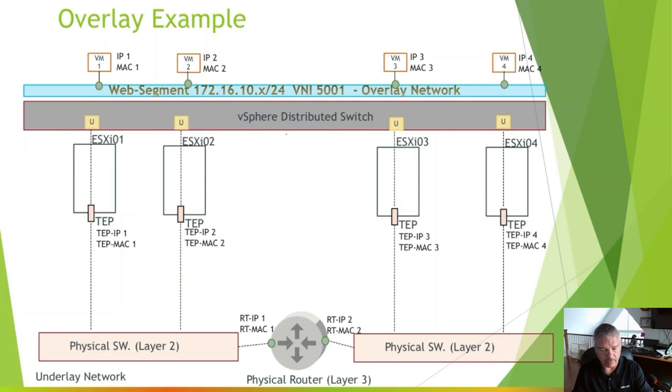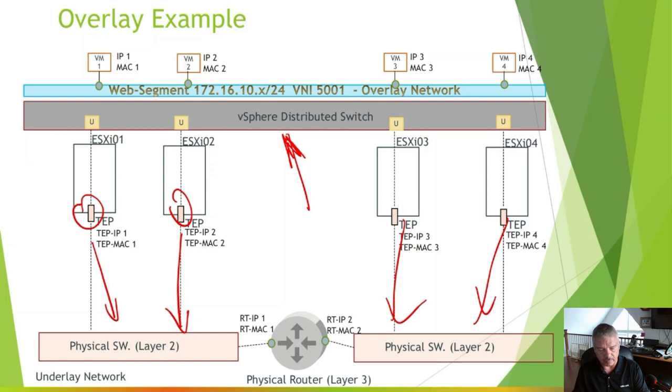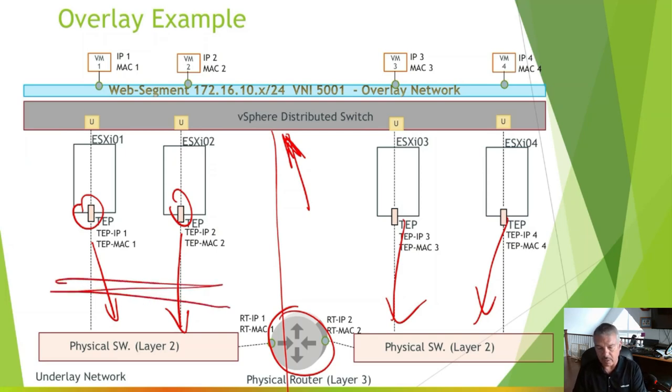You'll see I have a distributed switch here. And, oh yeah, by the way, these physical cards are plugged into physical switches. These are just layer two devices. Notice I've got a router separating the hosts on the left and the hosts on the right. They're two different broadcast domains. This is one layer two network on the left, another layer two on the right.